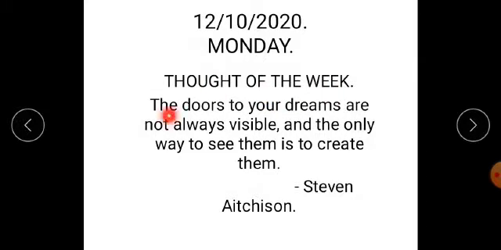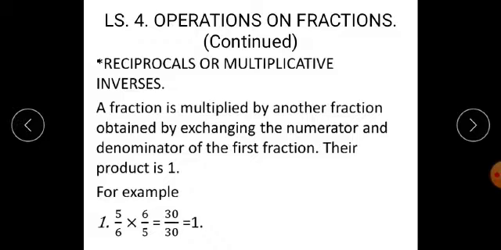Thought of the week: the doors to your dreams are not always visible, and the only way to see them is to create them. Stephen Aitchison. Again, I repeat, the doors to your dreams are not always visible, and the only way to see them is to create them.